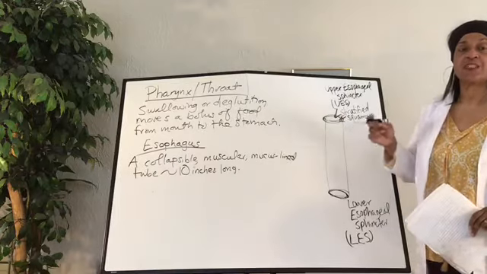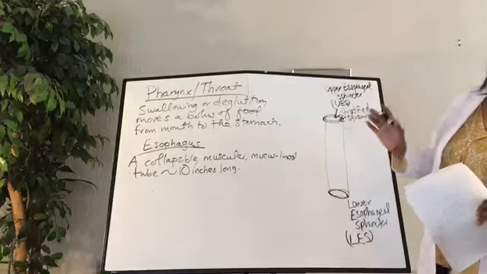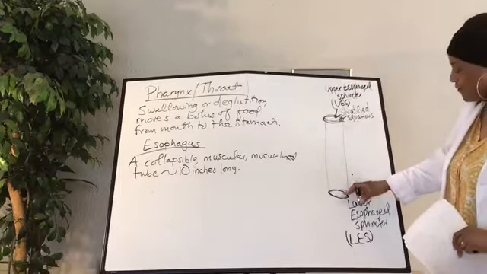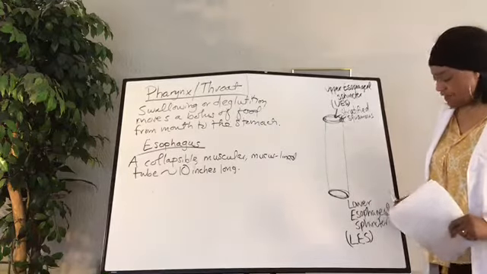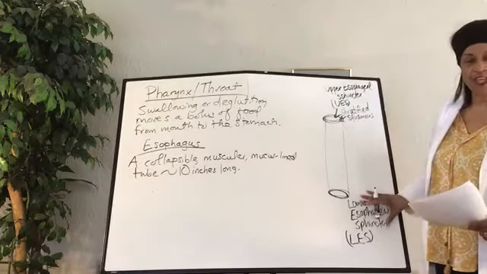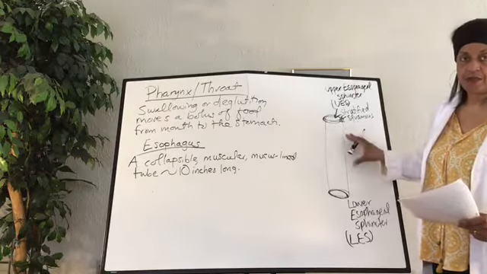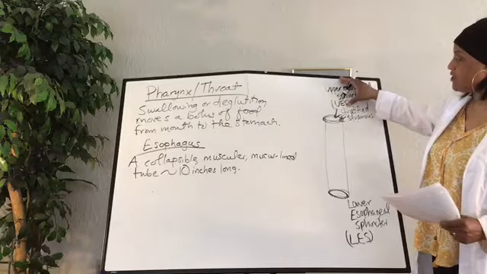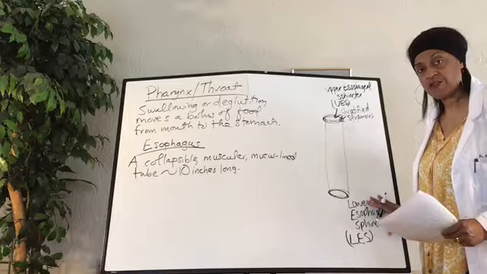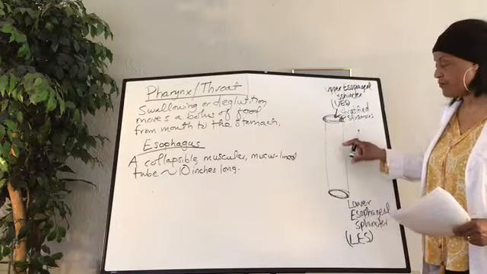GERD, gastroesophageal reflux disease. Okay, so many medications, the little purple pill, the Pepcid AC, it's a ton of medications to prevent that. So the lower esophageal sphincter is the LES. This sphincter here is to prevent the backflow of stomach acids so that you don't get heartburn. So you have an upper esophageal sphincter that prevents air from getting into the esophagus, and you have the lower esophageal sphincter that is there to prevent stomach acid from going back up into this esophagus.